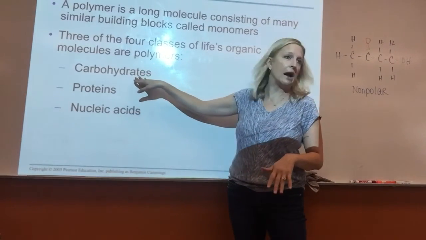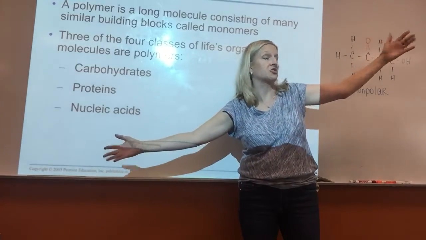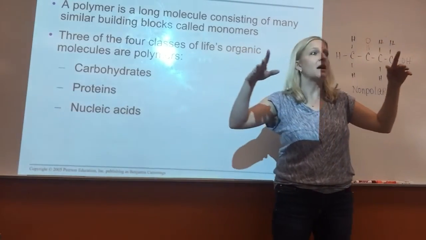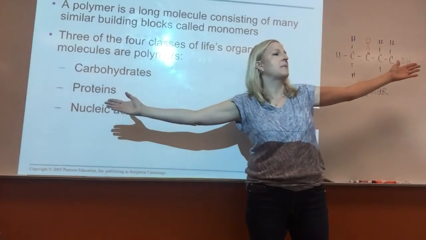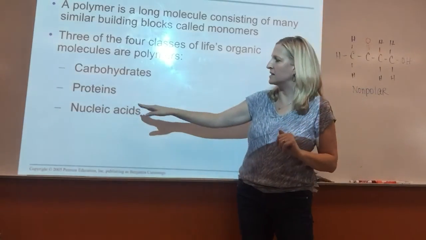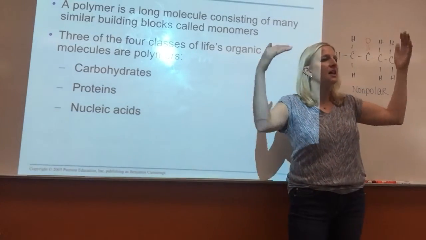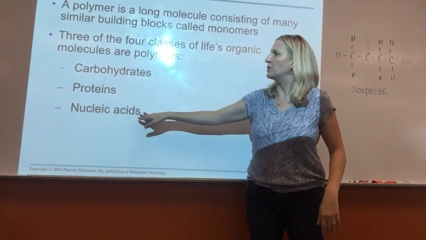So we're going to see carbohydrates are chains of sugars, and we can make big carbohydrates by hooking together a bunch of sugars. Proteins are made out of what smaller molecule? Amino acids. So we have many amino acids, so it's a polymer, and the monomer would be amino acids. And nucleic acids, the monomer is a nucleotide, and we hook those together to make nucleic acids.